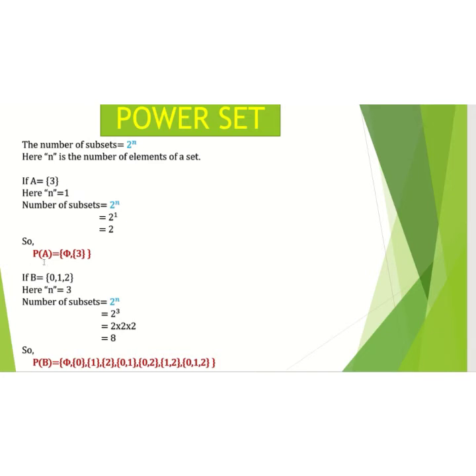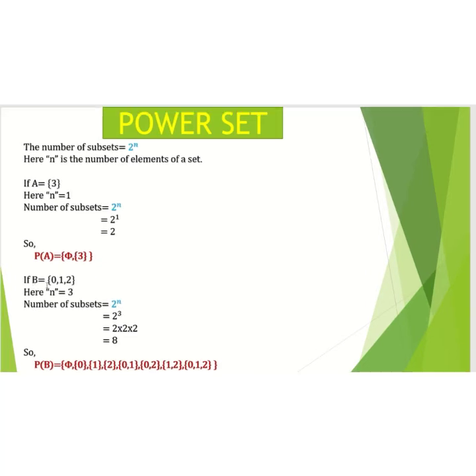In order to write the power set, we would write all the subsets within the curly brackets. The power set of set A would be equal to the null set or empty set, because null set is a proper subset of every set. The other subset would be {3}.